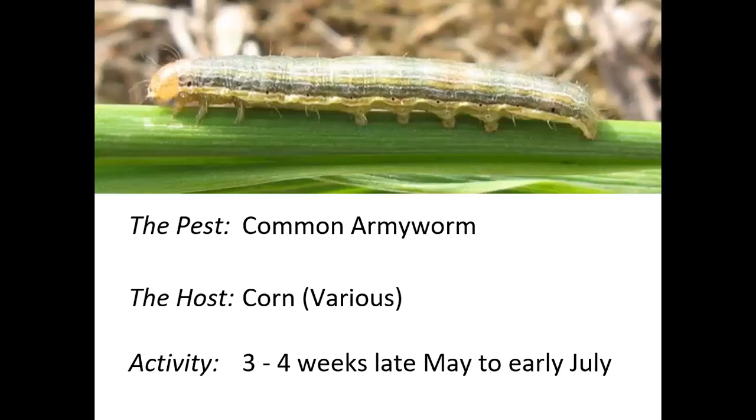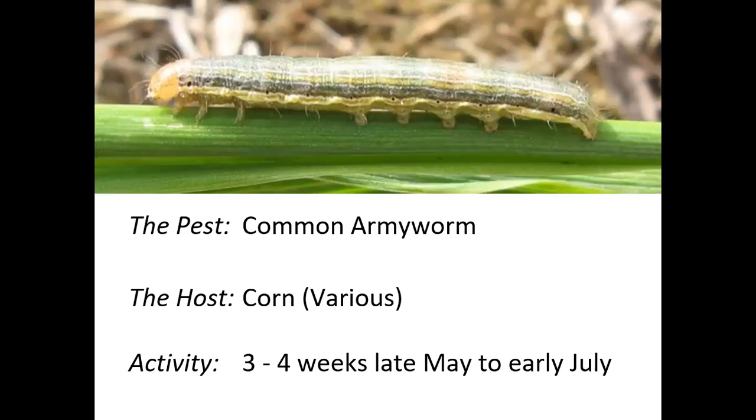So the common armyworm is also active in late spring to early summer. And it is a sporadic pest. There are years where we will see a lot of them, and then there's years where we don't really get any reports of them at all.